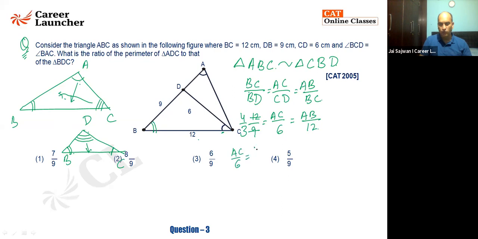AC upon 6 is equal to 4/3. Or I can say AC is equal to 4 into 6/3. My dear, I will get AC is equal to 8.